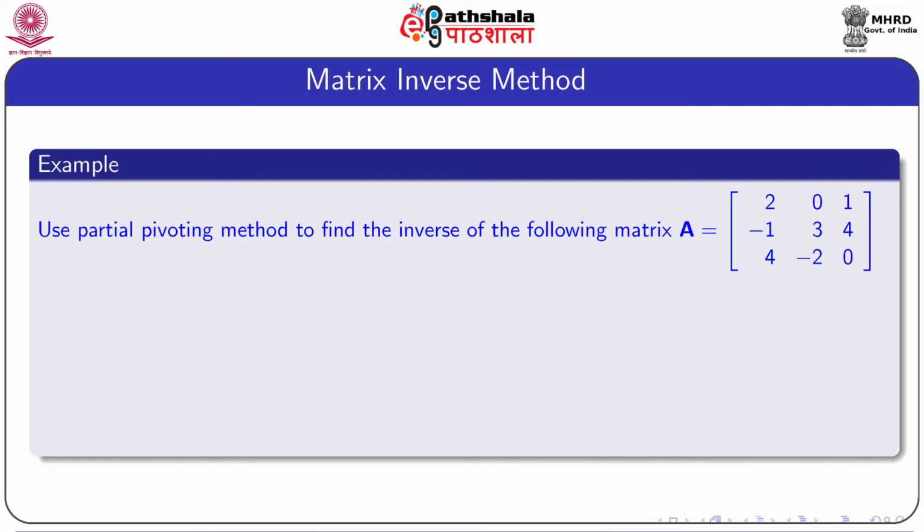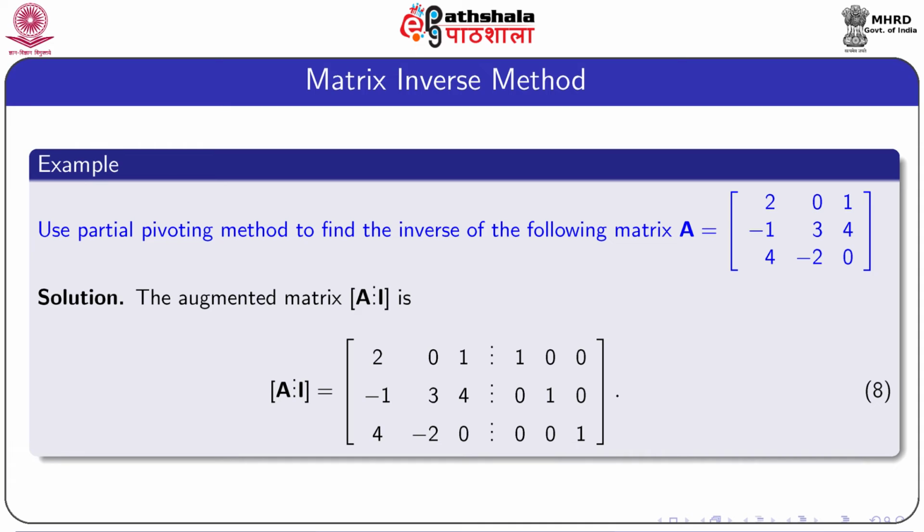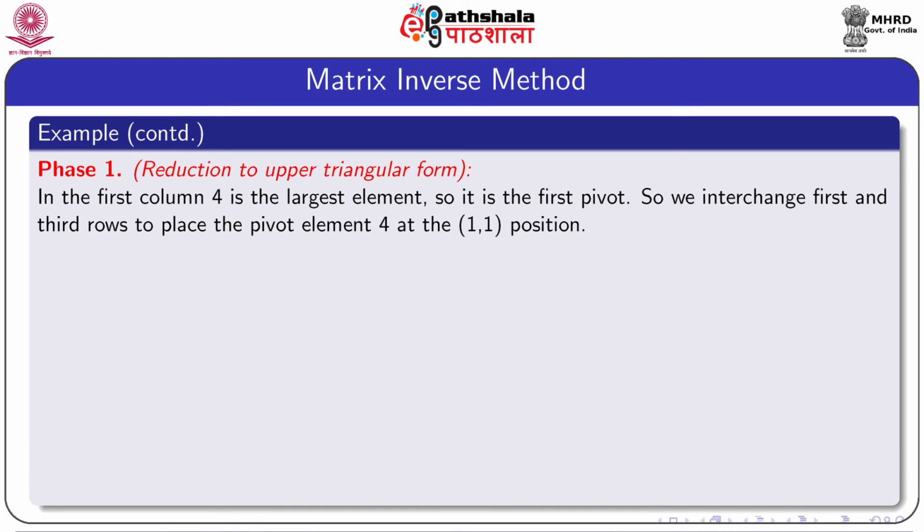Now, we use the partial pivoting method to find the inverse of the matrix A with the help of the Gauss-Jordan elimination method. The augmented matrix is this one, A vertical dots I, where the first half is the given matrix A and the second half is the unit matrix. In phase 1, our intention is to reduce it to upper triangular form. In the first column of the given matrix A, 4 is the largest element, so it is the first pivot element.